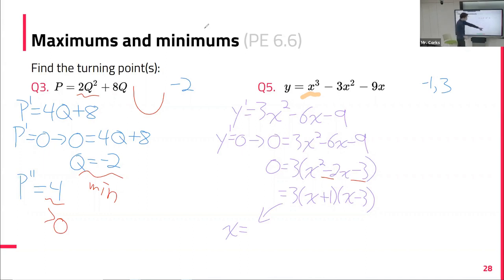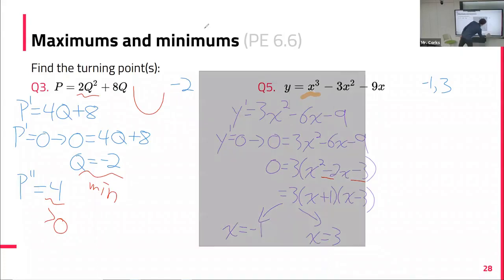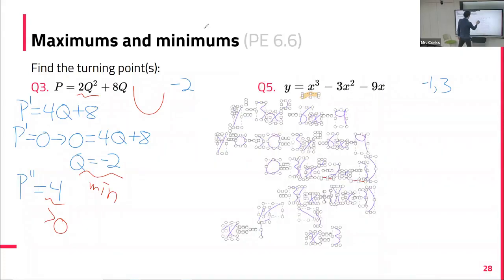Okay, so if x plus 1 is equal to 0, that means x must be equal to -1, or x must be equal to +3. So I'm skipping a few steps here because we've done them a bunch of times already. There are the 2 points. Let's move all this over a bit.